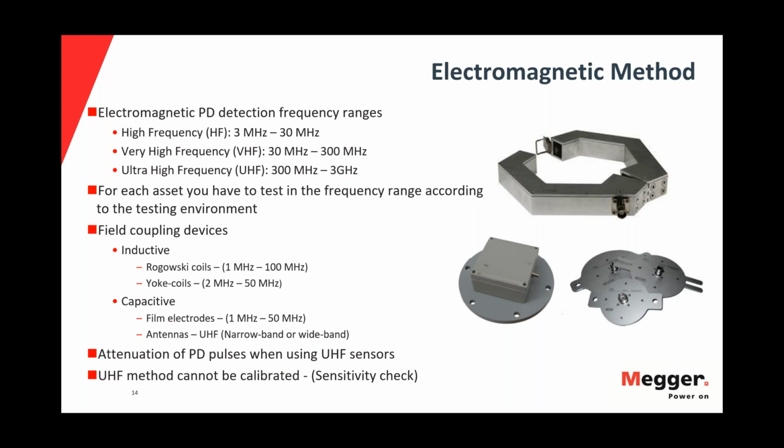As I mentioned, the PD pulses are attenuated significantly, so we are using UHF sensors. And keep in mind that a UHF method cannot be calibrated. Only a sensitivity check is possible, which I'll explain later in this presentation.